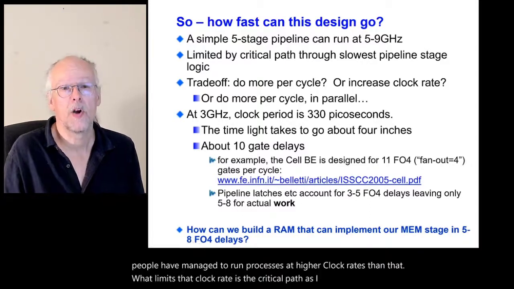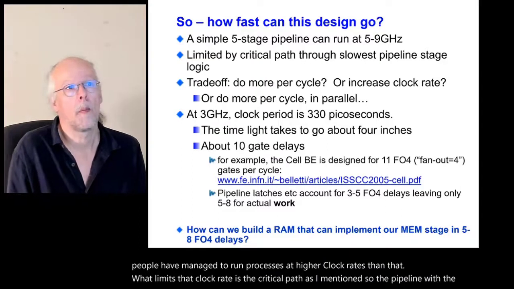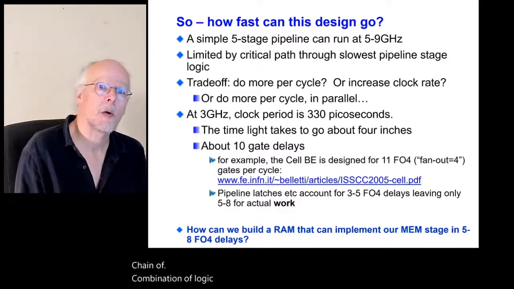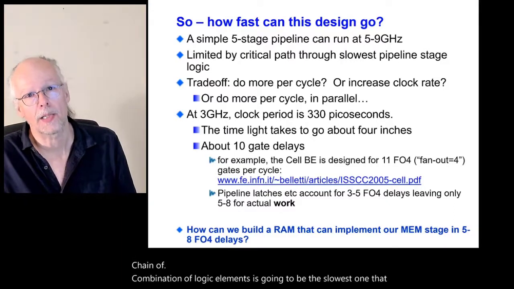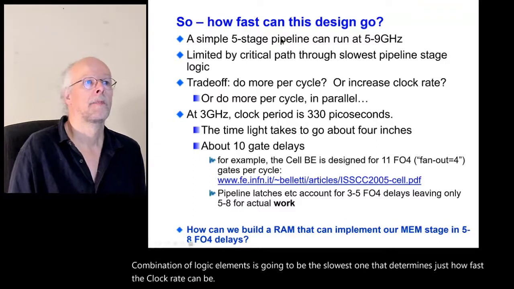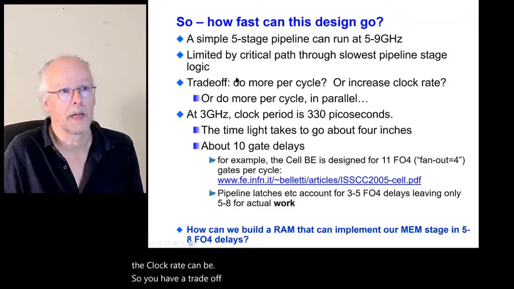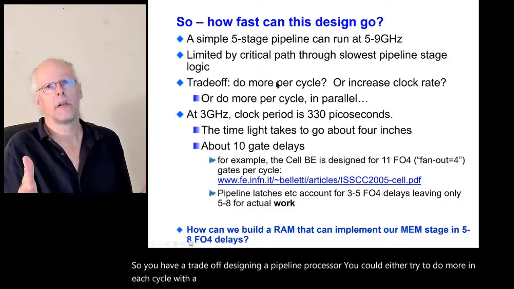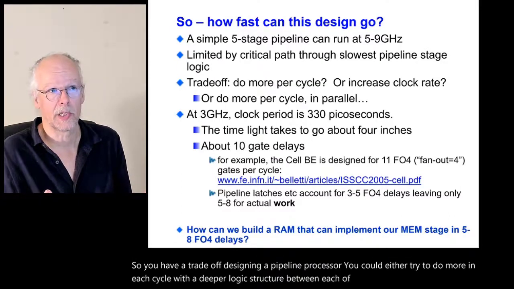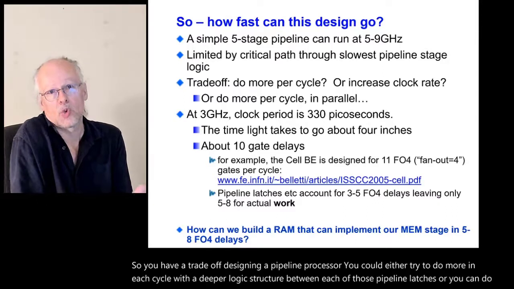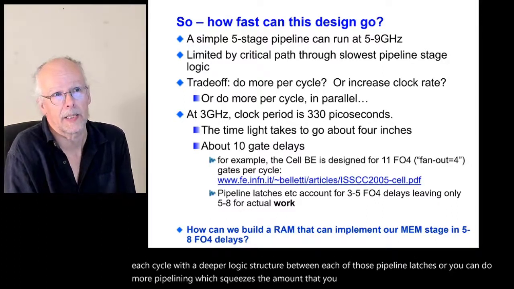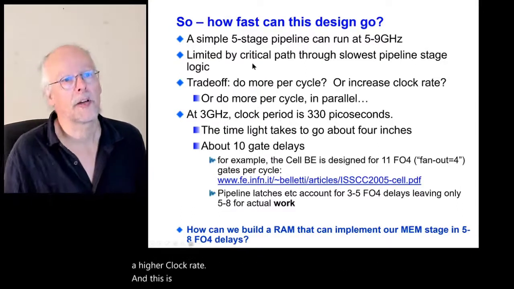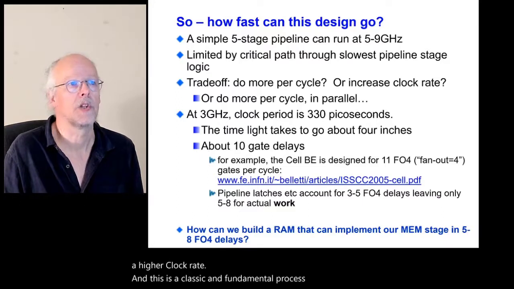So the pipeline with the longest chain of combinational logic elements is going to be the slowest one that determines just how fast the clock rate can be. So you have a trade-off actually in designing a pipeline processor. You could either try to do more in each cycle with a deeper logic structure between each of those pipeline latches, or you can do more pipelining, which squeezes the amount that you can do in each pipeline stage, but run at a higher clock rate. And this is a classic and fundamental processor architecture design choice.